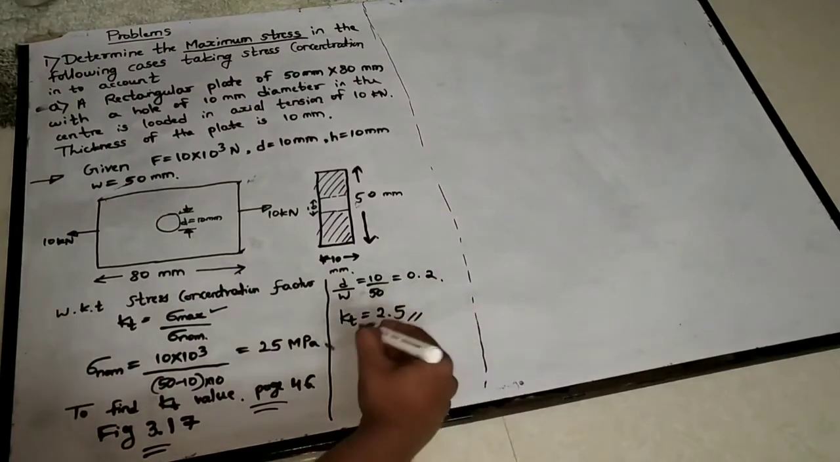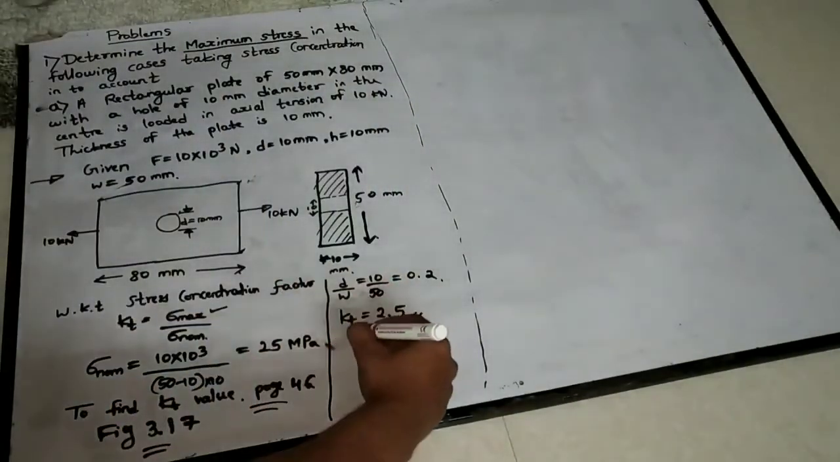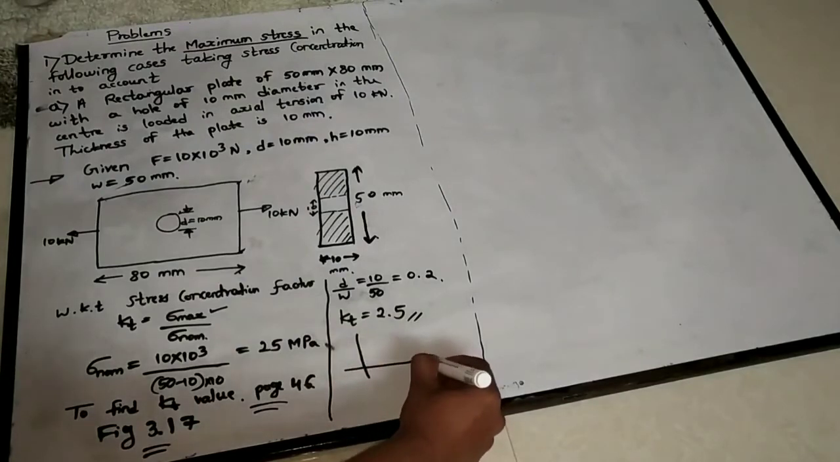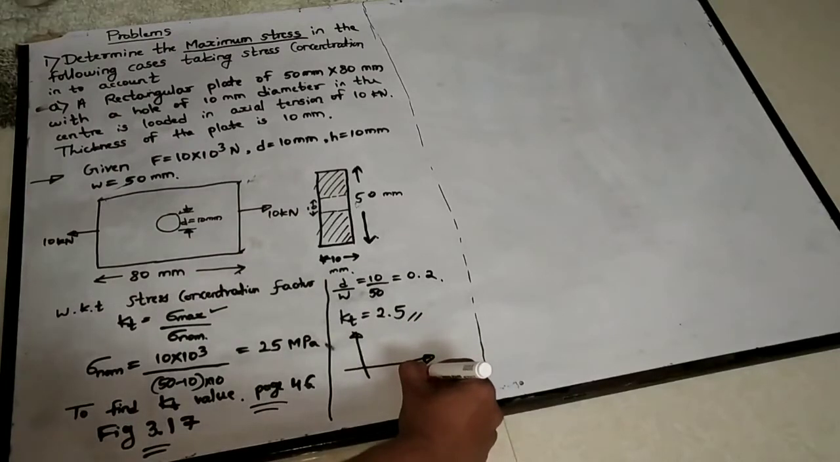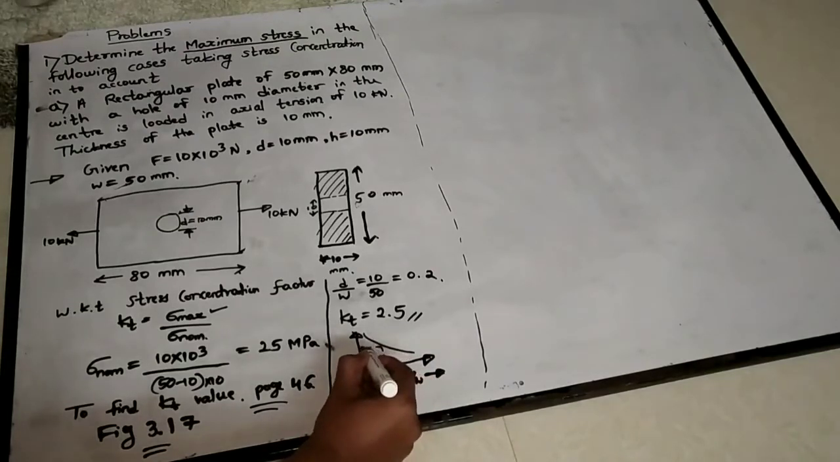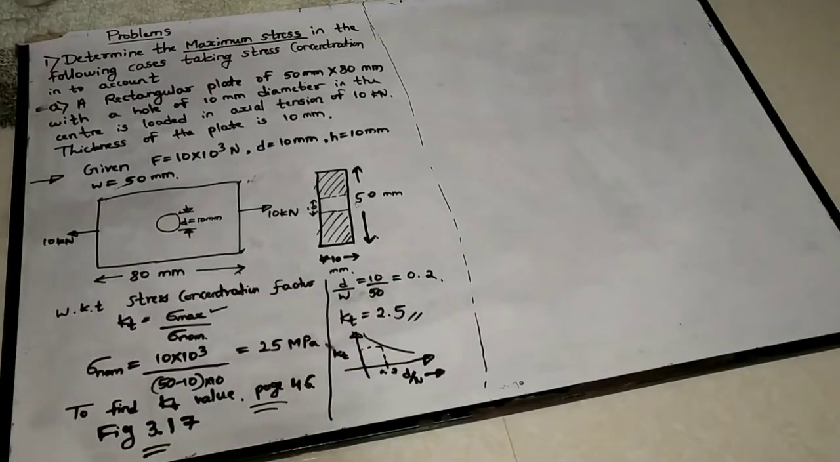Now once again I will explain this graph by writing on the board. This kind of graph is there on page number 46 for this particular problem type. Along x-axis d by W ratio is there. This curve is there. So somewhere here our value 0.2 is there. This line, wherever it coincides, corresponding value on y-axis, that is your KT. So this is 2.5 you are getting. Clear?